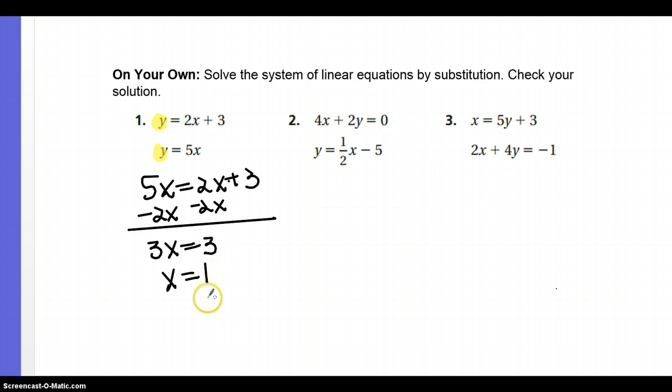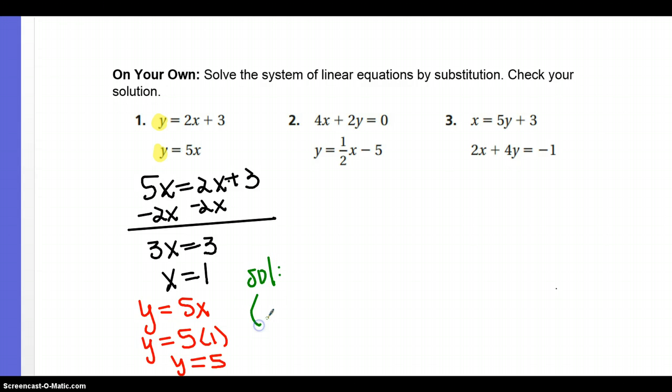Now we've got to plug x is equal to 1 back into one of these equations. Now, one of them is obviously easier than the other. That's the one that I would pick all the time. So the one that's easier is y equals 5x. So if I plug in 1, it's y equals 5 times 1, and y is equal to 5. So my solution to this system of linear equations is 1, 5.